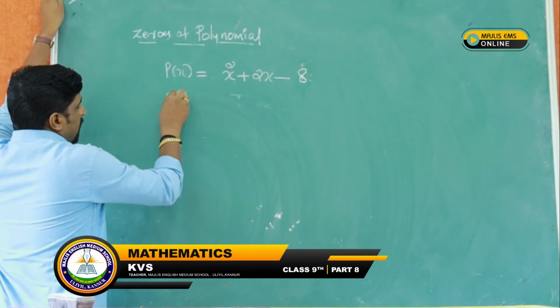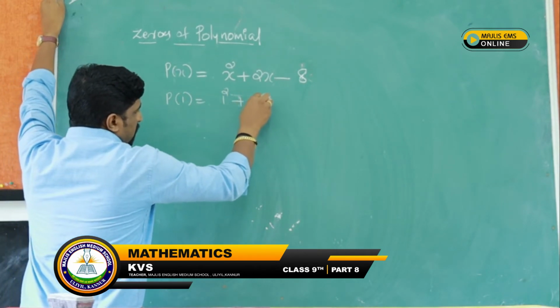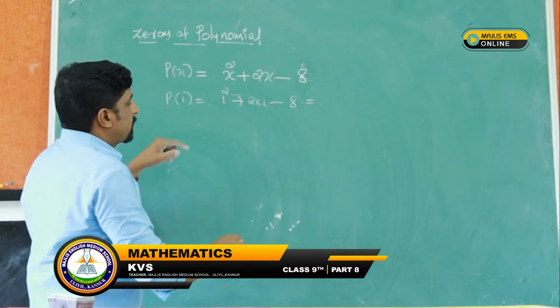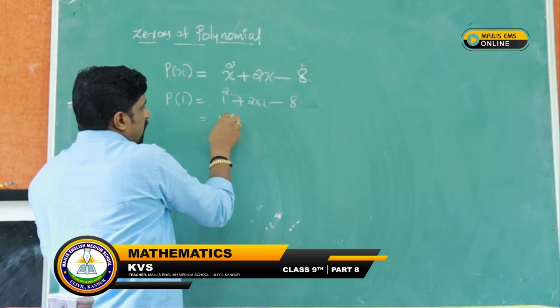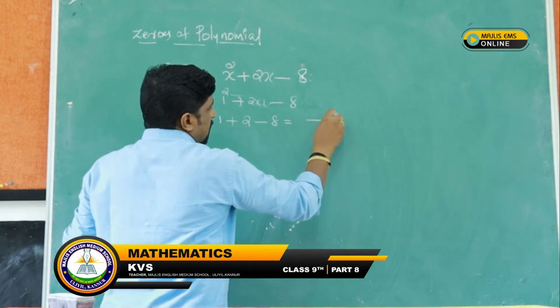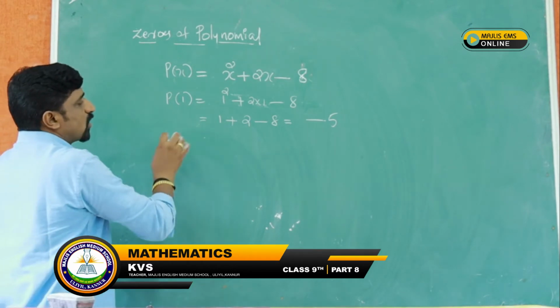First we can find out p of 1. P of 1 equal to what? 1 square plus 2 into 1 minus 8. What do you got? 1 square is 1, plus 2, minus 8. That is 1 plus 2, 3. 3 minus 8, that is minus 5. It is not a 0. Okay, 1 is not a 0.